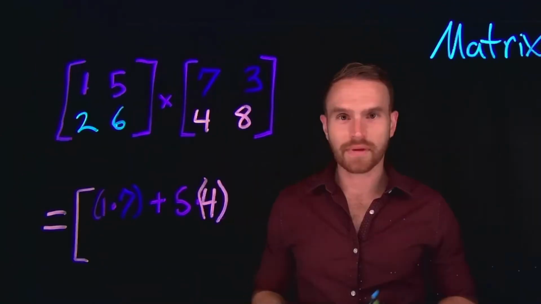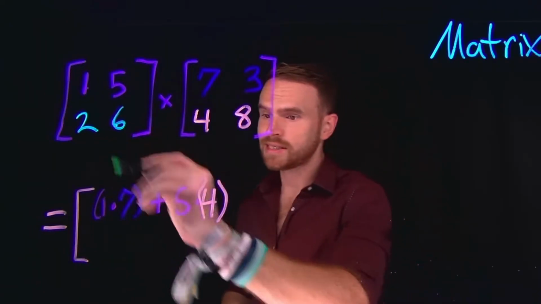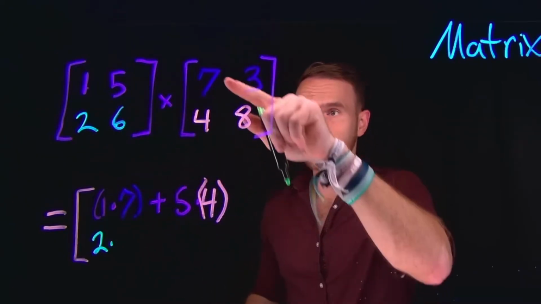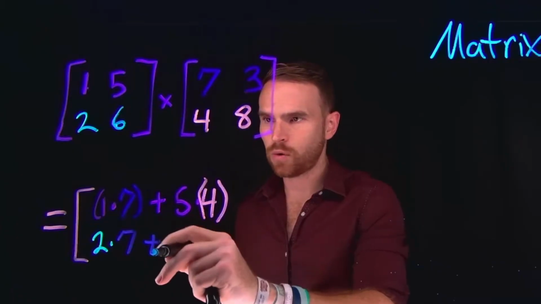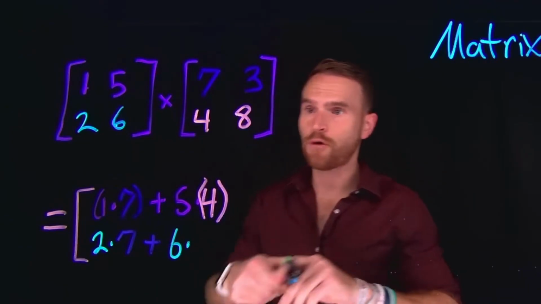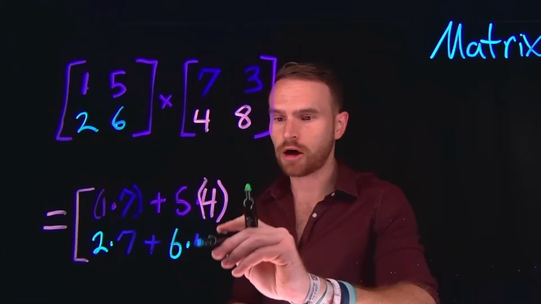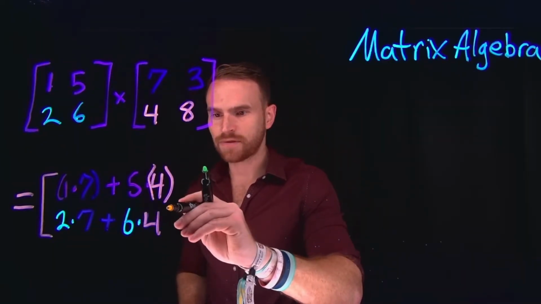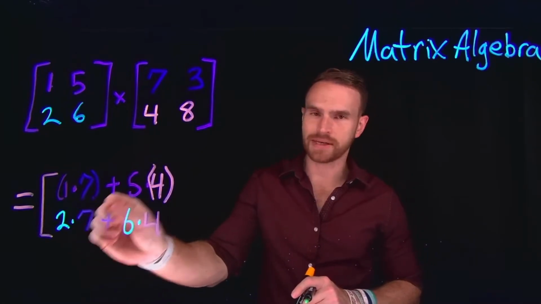So then we would take the sum of those values, and that would be our new first digit that would go in this matrix. For the new number that's going to go at the bottom left-hand side of this matrix, we need to take this 2, which is the first number in this row, again times that same number 7. So then we're going to add it to the 6 times the number 4, which is on the second row, but on the first column of the second matrix. And that number is going to be 6 times 4.